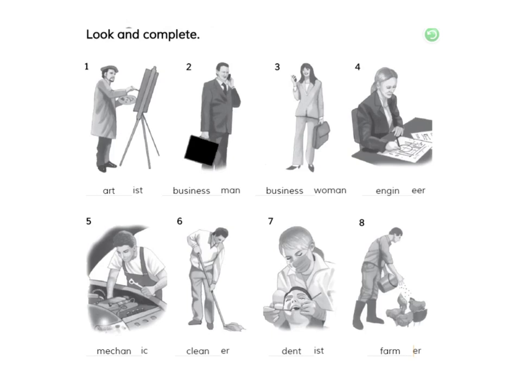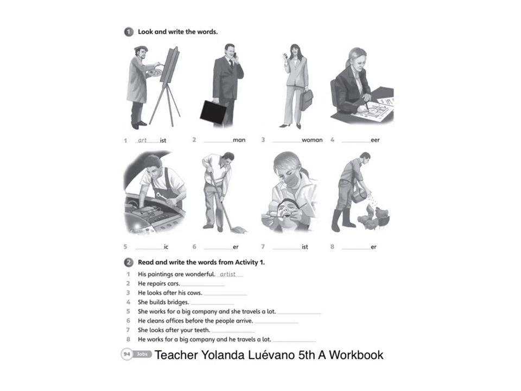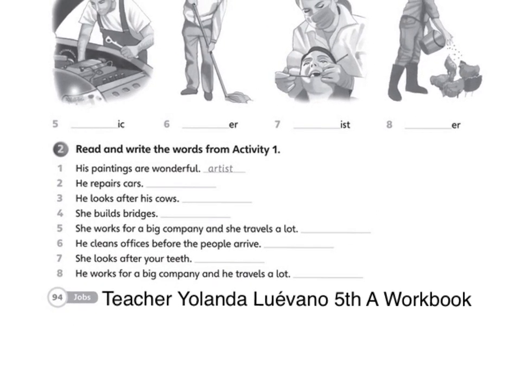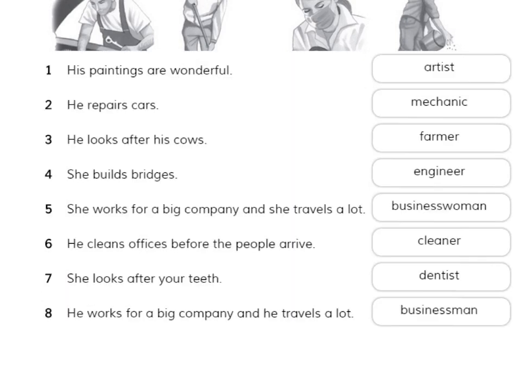Ready? Have you finished? Now, let's move to the second exercise. In the second exercise, you have to look at the pictures here and complete with the words. Pause this video and please do it. So, the answers of the second exercise should be something like this. Number 1, he paints wonderful paintings: artist. Number 2, he repairs cars, mechanic. 3, he looks after his cows, farmer.